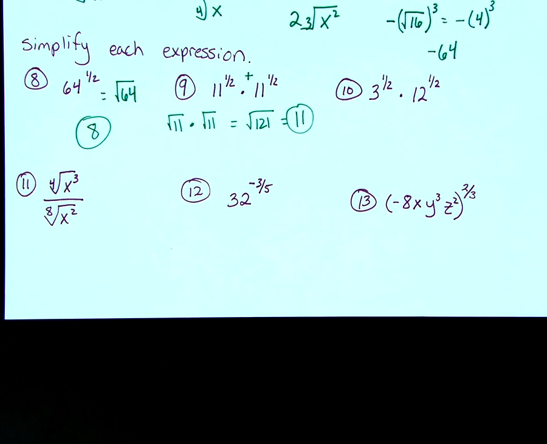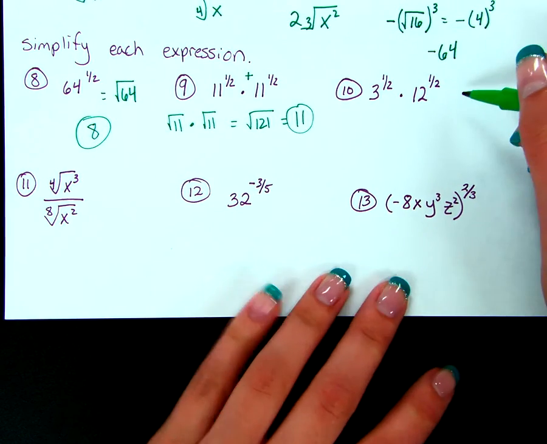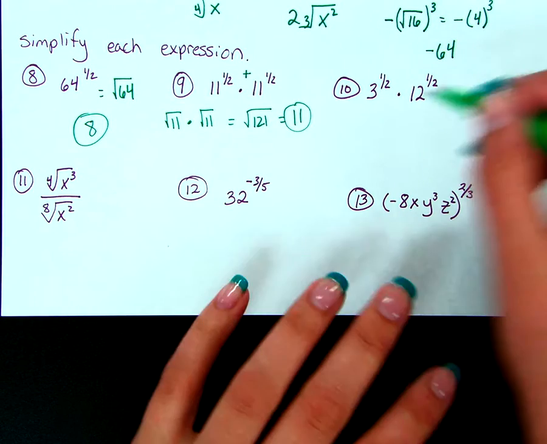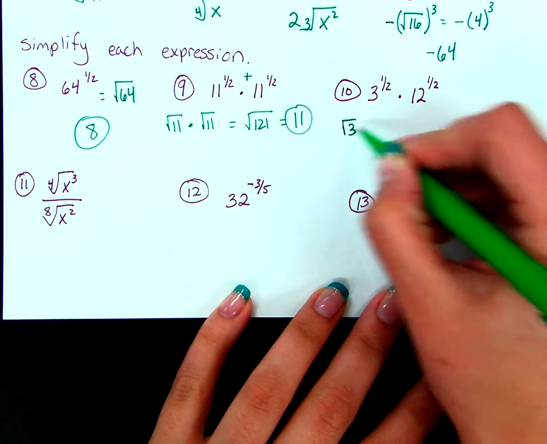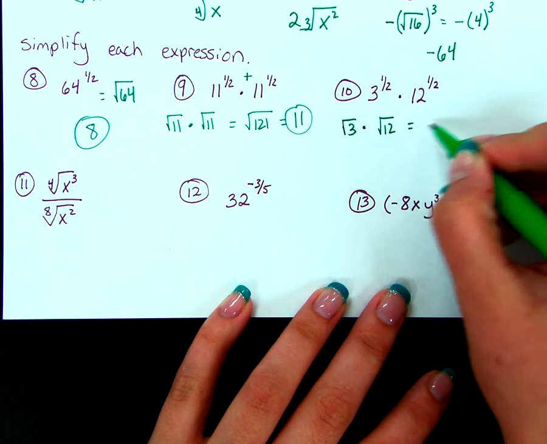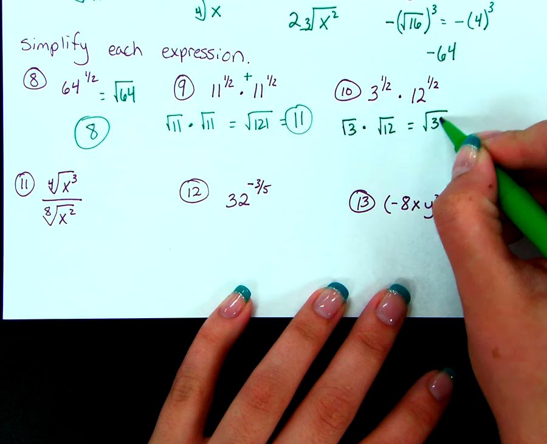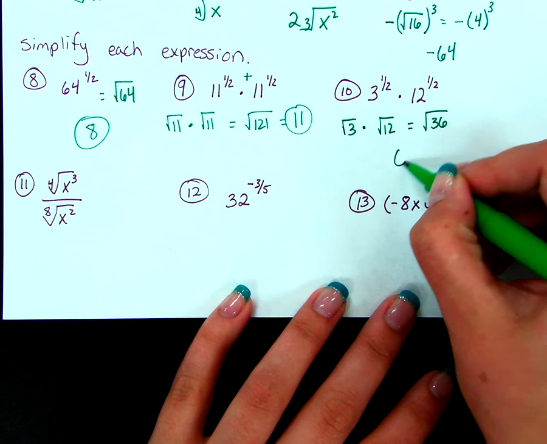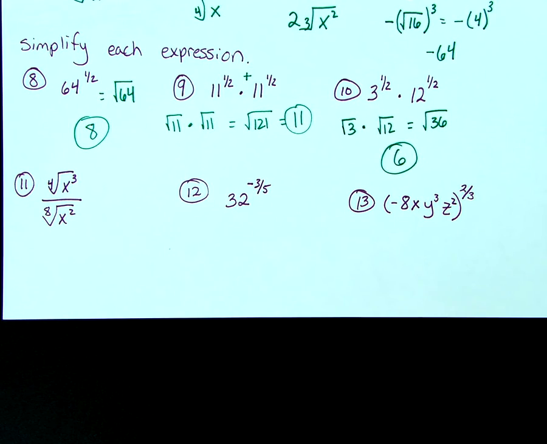All right, 10, we have numbers to our rational exponents, so we don't have the same base, so we do need to switch this time. So we have the square root of 3 times the square root of 12, so that means that we can write this as the square root of 36, and the square root of 36 is 6.